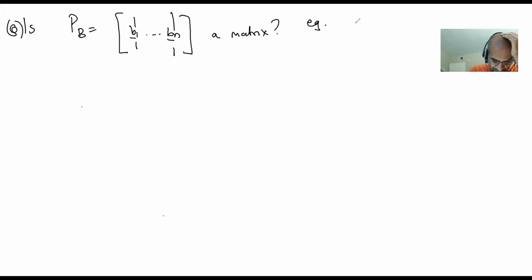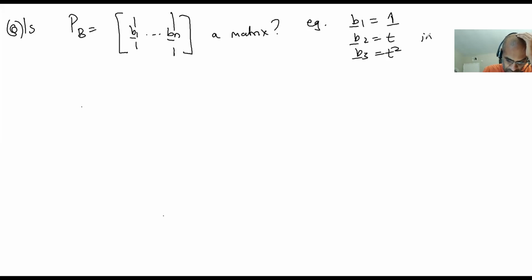So for example, let's say B1 is this polynomial, B2 is this polynomial, B3 is this polynomial in P2, right? Can you make a matrix out of those? No, you can't, right? Matrices are arrays of numbers. So you can't put abstract vectors in a matrix. So the answer is no, because it's not an array of numbers.